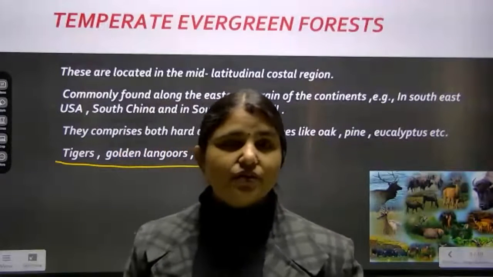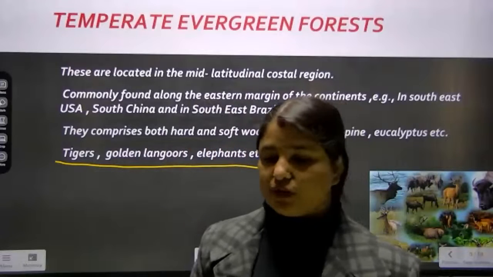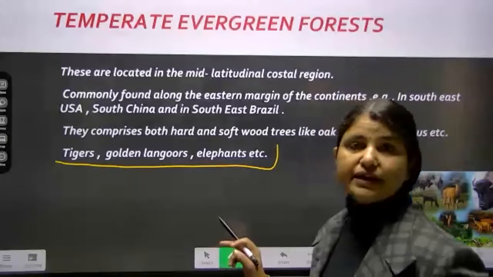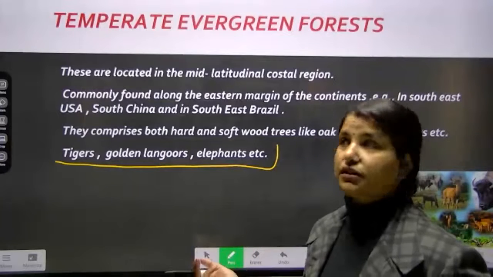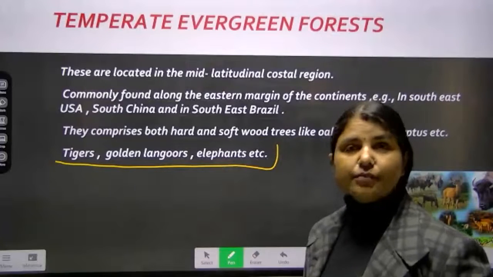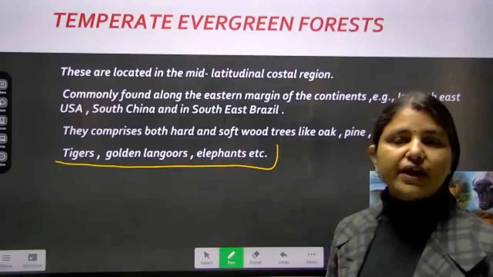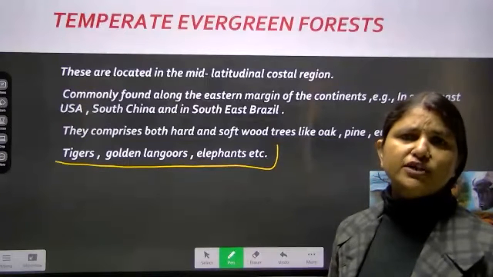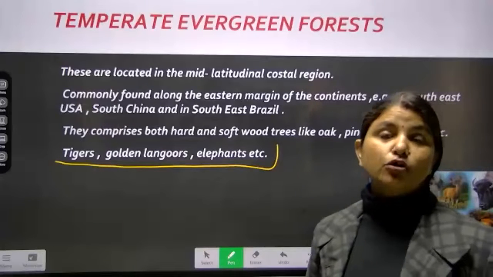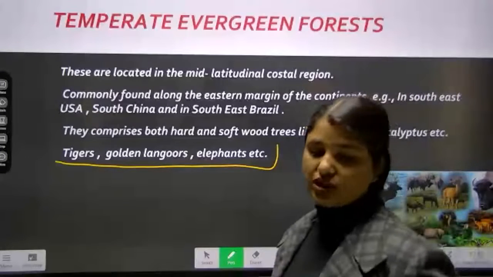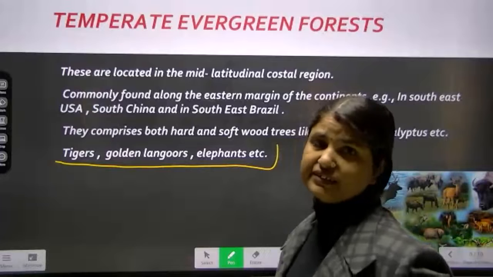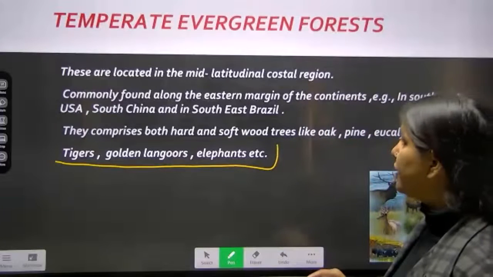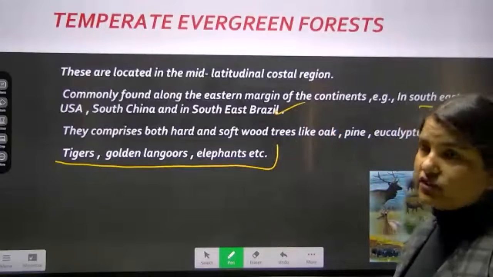So in temperate evergreen forest, the things which you have to keep in your mind are that these forests are located in the temperate areas beyond the tropics, and we mostly find them in the eastern part of the continent, in the eastern margin, nearby the coastal area. Nearby the coastal area means nearby the sea. And the areas are Southeast USA, South China, Southeast Brazil, etc.